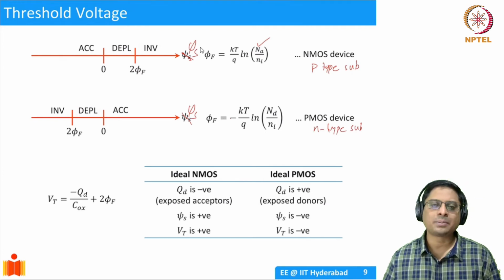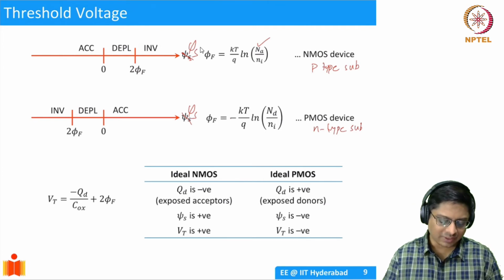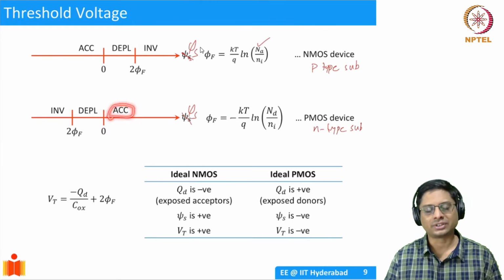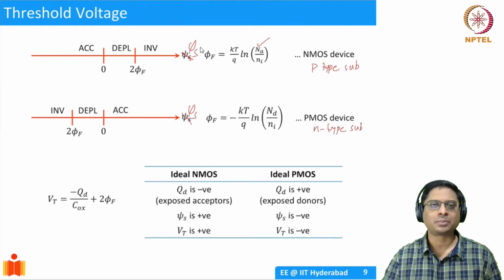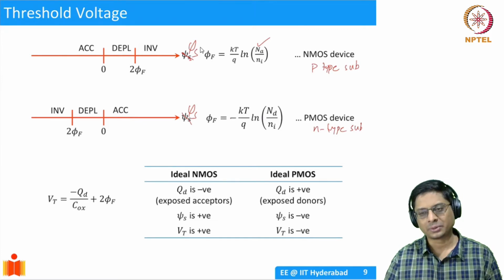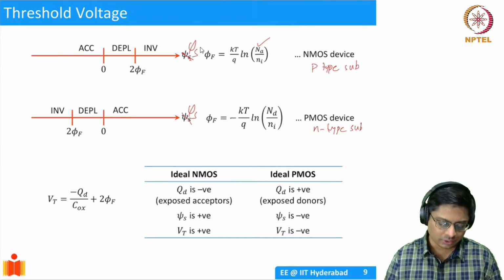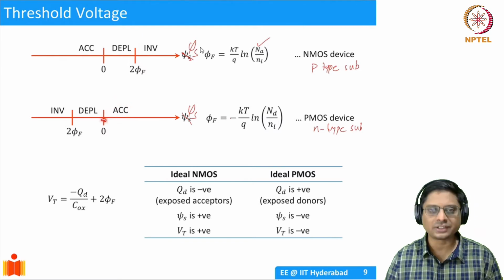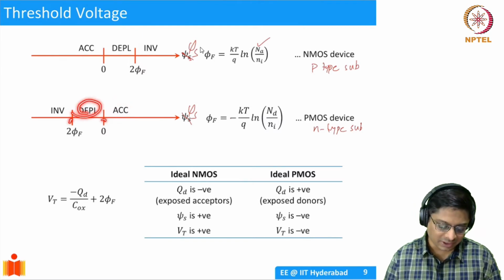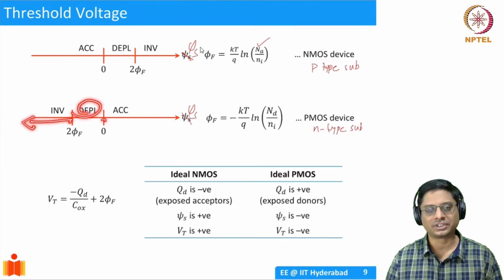The exact opposite thing happens in a PMOS device. Whenever your surface potential is greater than 0, it is accumulation. Why? Because it's an N-type substrate. You apply a positive voltage, positive surface potential, you will accumulate holes. So that's why it is accumulation. And once the surface potential goes from 0 to 2 phi f, it is depletion. And if you increase beyond 2 phi f, we call it inversion.